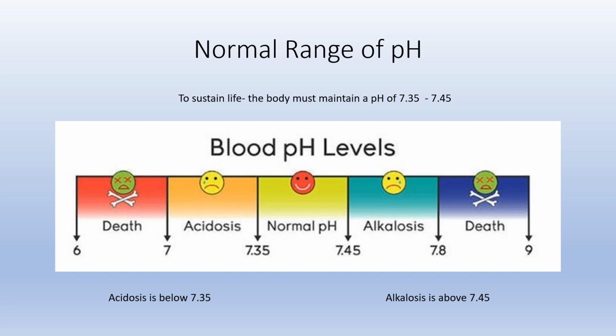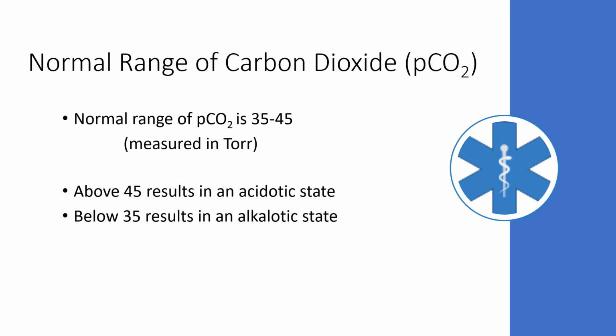So the first of the 3 measurements we're going to look at is the pH. Your normal pH has to be between 7.35 and 7.45. Anything else, bad things happen to us. Carbon dioxide, we call this the PCO2. Normal range is 35 to 45. It's measured in torr. For the EMTs in advance, that's not super important. You should probably see it just so you've heard of it before. Medics maybe want to be a little more familiar with it, just for your testing purposes.